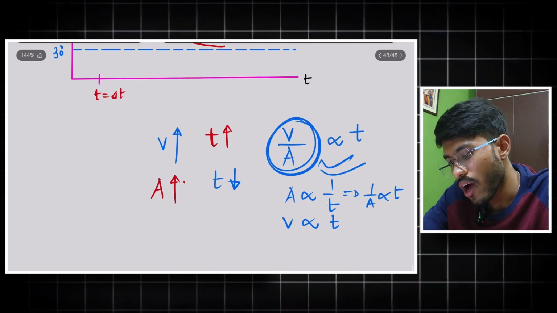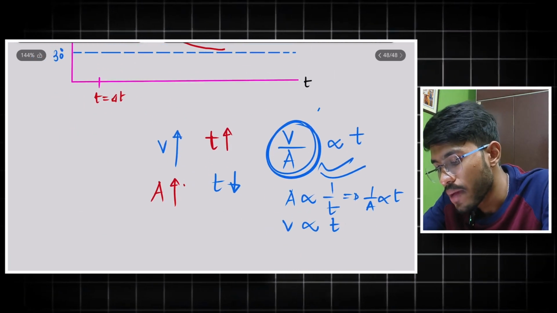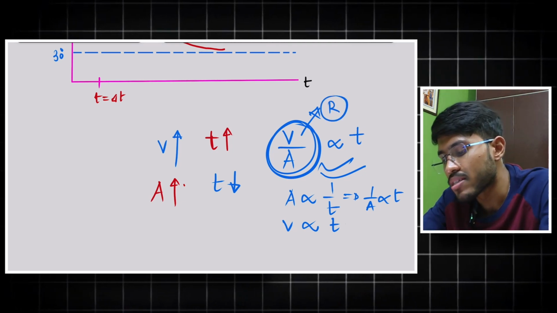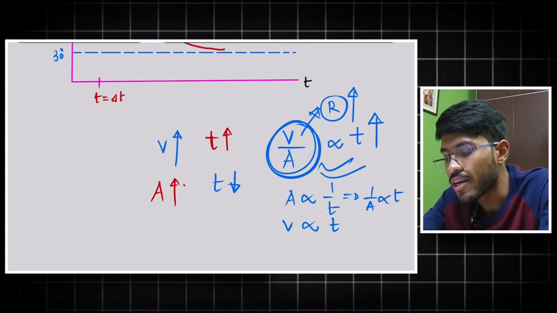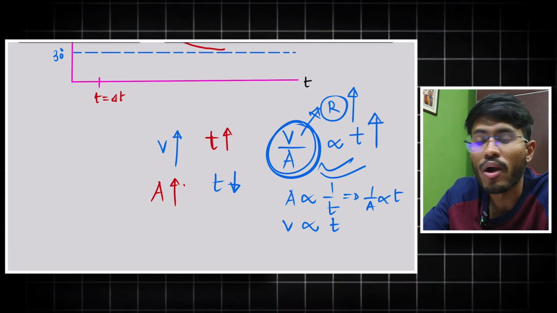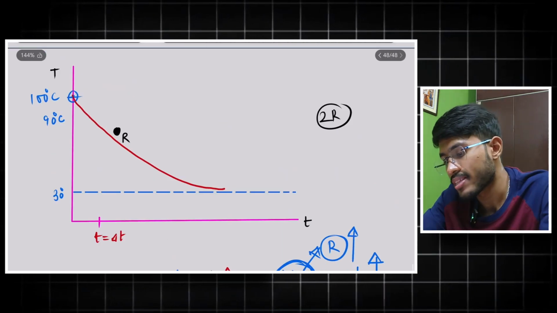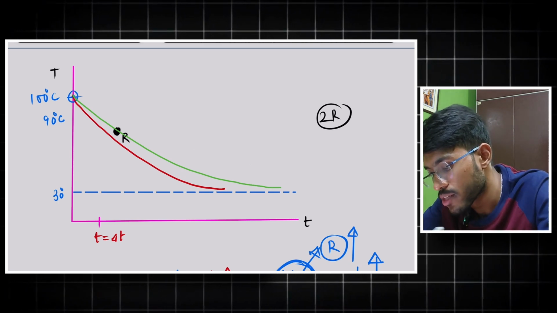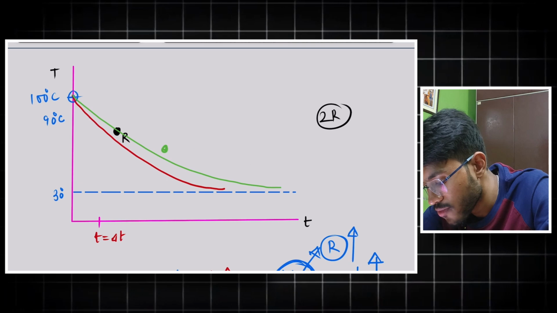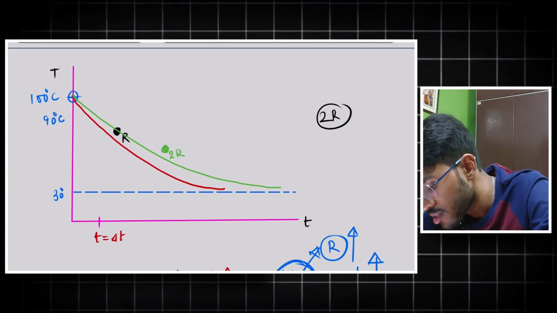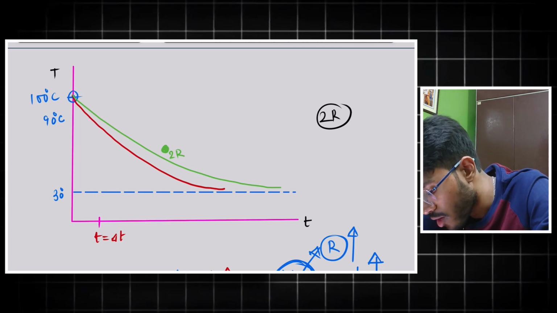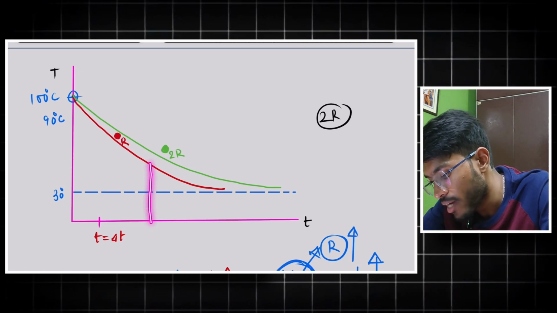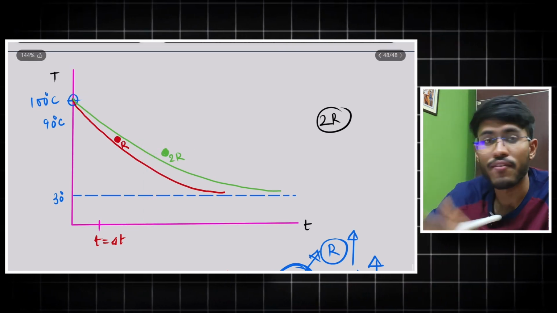So now, if we know this, V by A for a sphere is proportional to R, the radius. That means the more the radius, the more time it will take to reach a lower temperature, right? That means the graph will be like this. So at a particular temperature, now I will show, this is a sphere of 2R. I will remove this notation and draw it with this color. This is a sphere with R. So you can see that at a particular time point, the sphere with 2R is at a higher temperature.